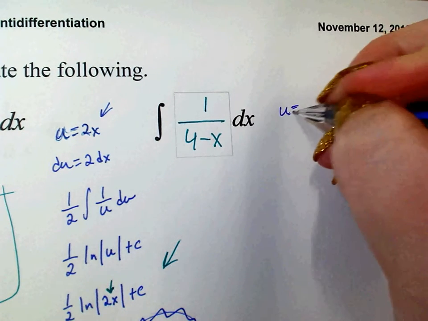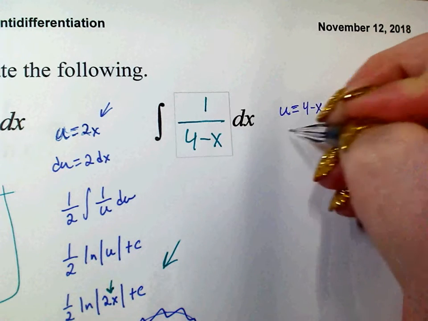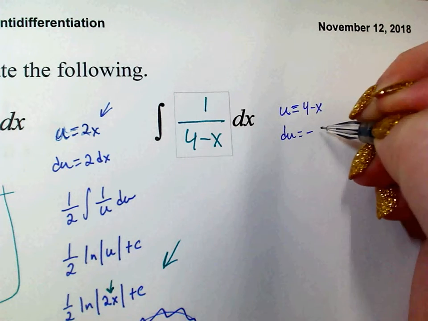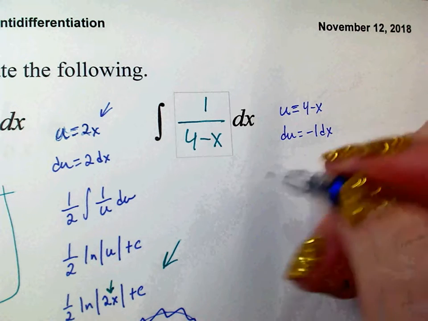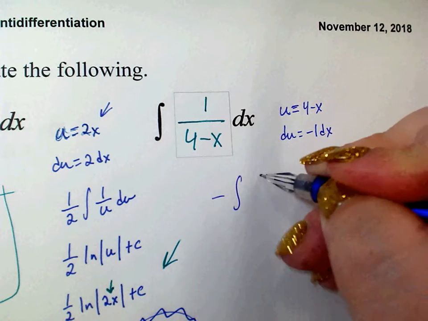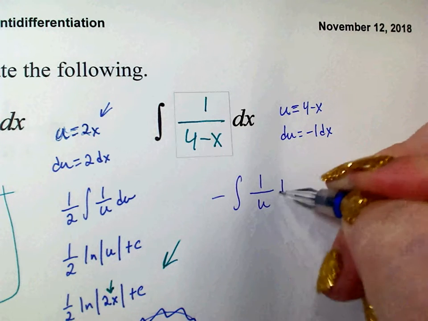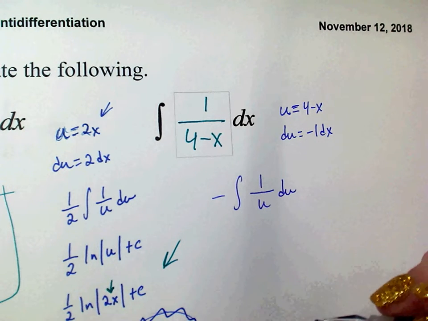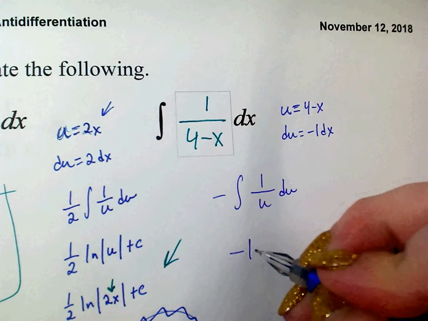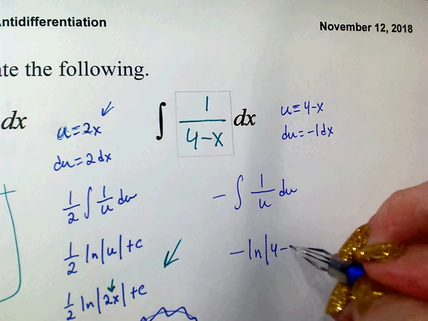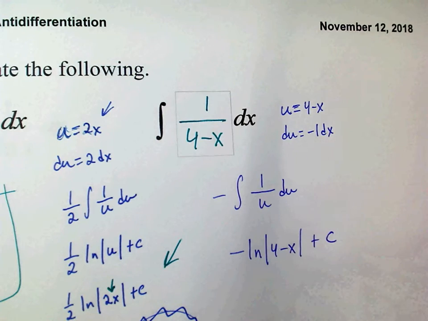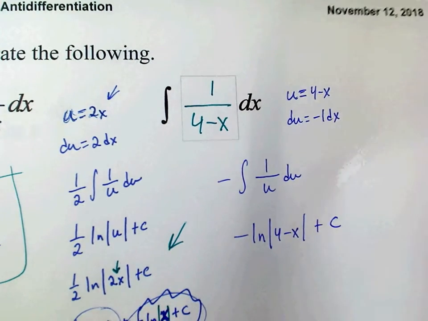So u is 4 minus x, what's du? -1 dx. Do we have a -1? So we put negative the integral of 1 over u du. So what's the antiderivative? Of 4 minus x. Good. U is just that, so then plus c. Okay?